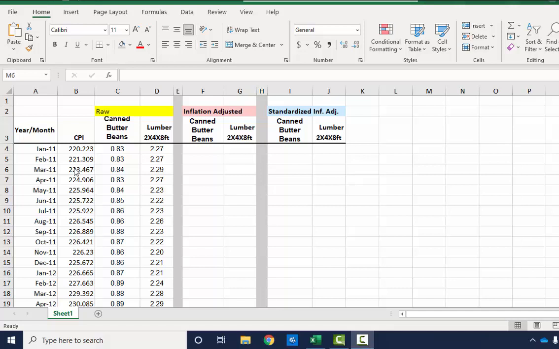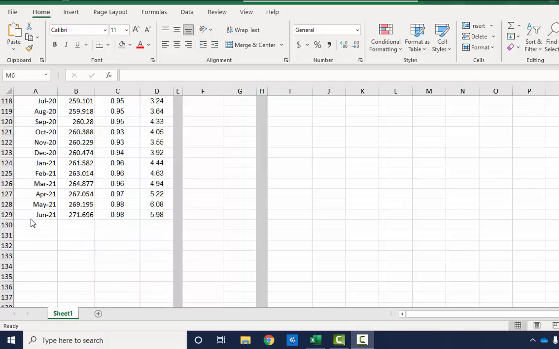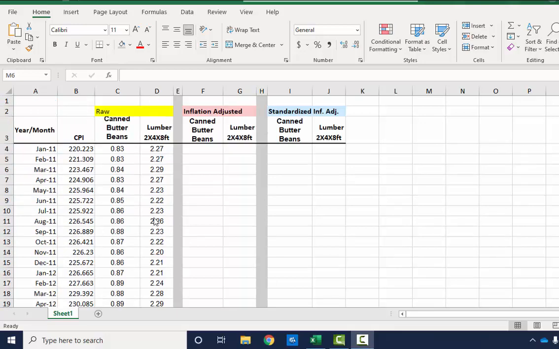I picked a couple of things that I wanted to be very different from each other. One was canned butter beans, and the other one was an 8-foot long 2x4. So in January of 2011, you could buy a can of butter beans for 83 cents, or you could get an 8-foot stick of lumber for $2.27. But by June of 2021, about 10 years later, that same can of beans would cost 98 cents, and that stick of lumber would be $5.98. All right, so that's our data.